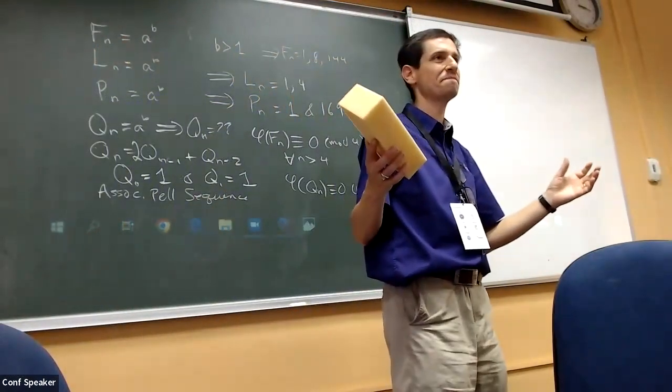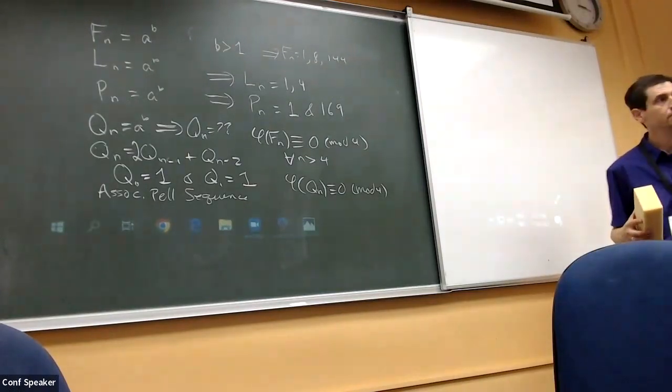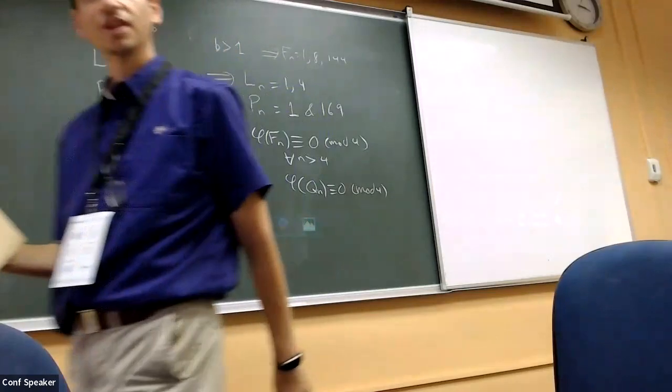Oh, sorry. Technically, we only care about the A values that are prime of the form 4k plus 3. So that's really all that we care about.